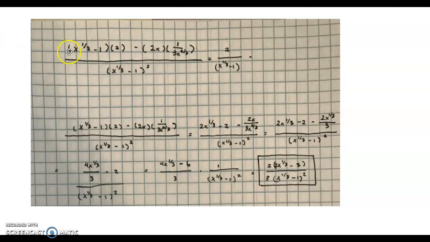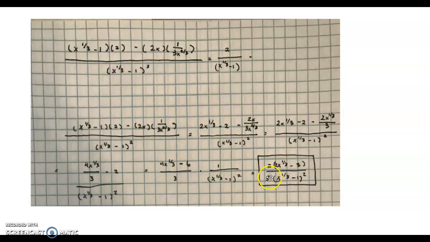So going back to the quotient rule, we can plug it in, and we get x to the power of 1/3 minus 1, which is g of x, and the derivative of f of x, we have f of x and the derivative of g of x, all over g of x squared.